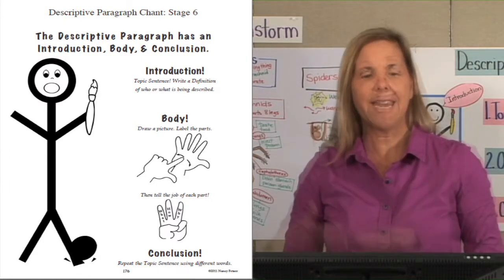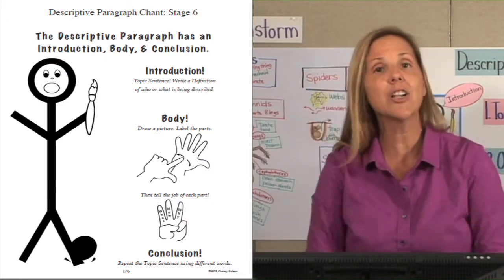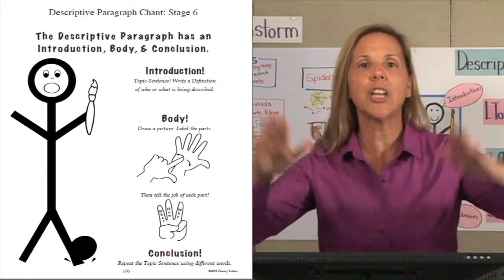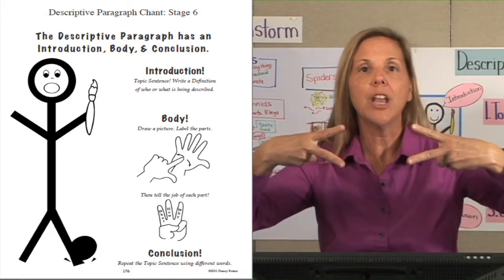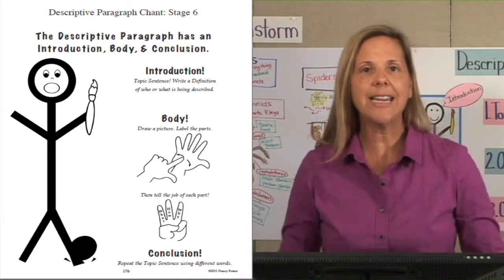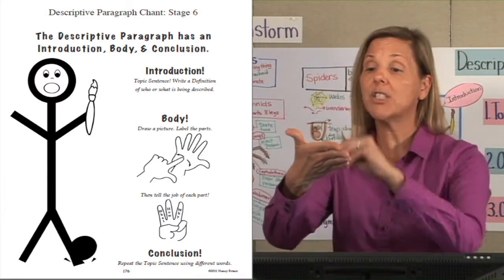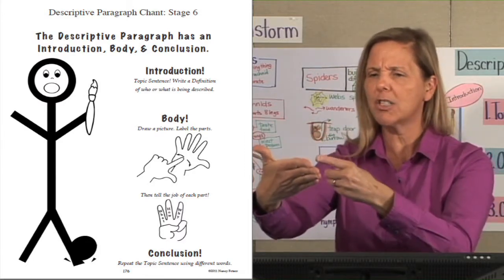Let's go back and try it again. A descriptive paragraph has an introduction, a body, and a conclusion. In the introduction is the topic sentence. Write a definition of who or what is being described. Body. Draw a picture of the subject, label the parts, and tell the function of the parts.